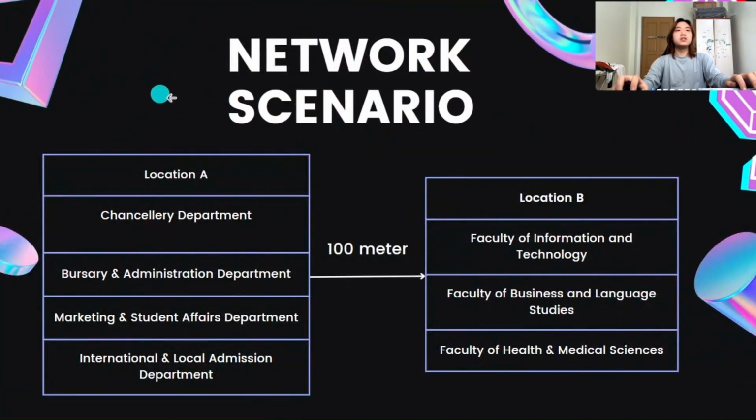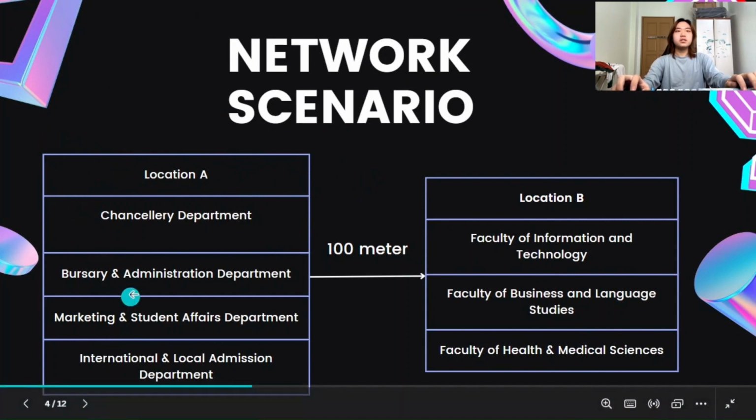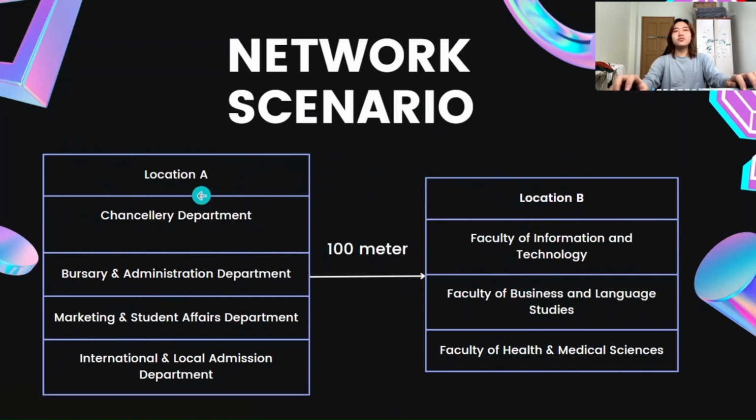So this is the network scenario for all our departments. As you can see, location A includes 4 departments inside, and location B includes 3 departments. And the distance between these two locations is 100 meters.